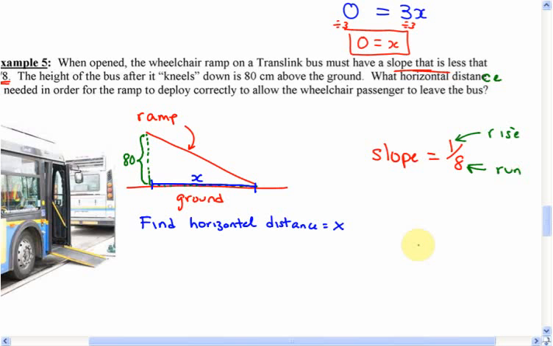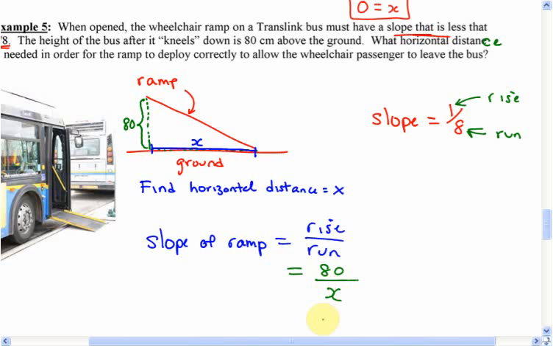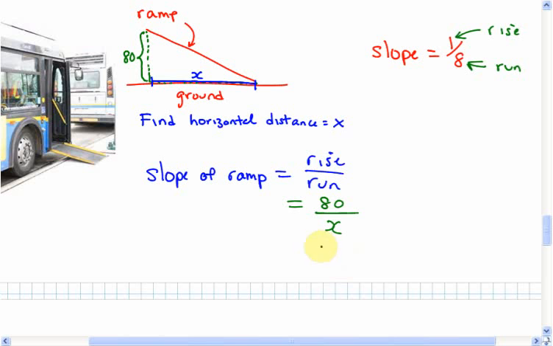Good. Now, what is the slope of this ramp going to be then? Let's say slope of the ramp. Well, remember, it's just the rise divided by the run. Ladies and gentlemen, in this picture, what is the rise of the ramp? 80. What is the run of the ramp? X. What is the slope of the ramp? 1/8. So what do we need to do? Let's just make 80 over x equal to 1/8 and solve.